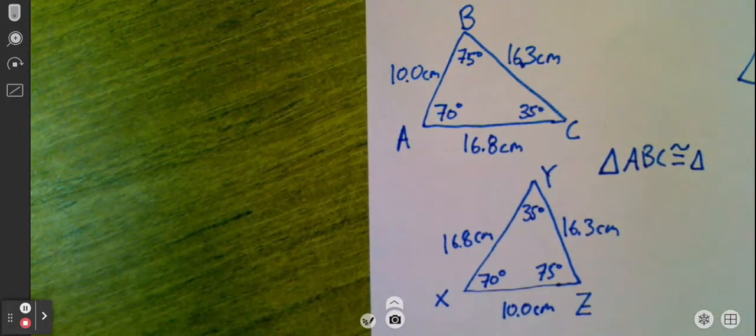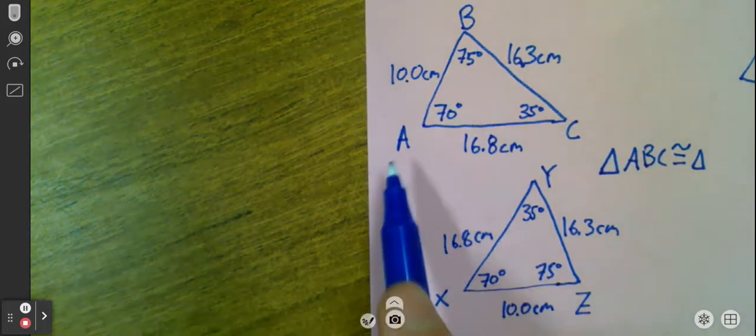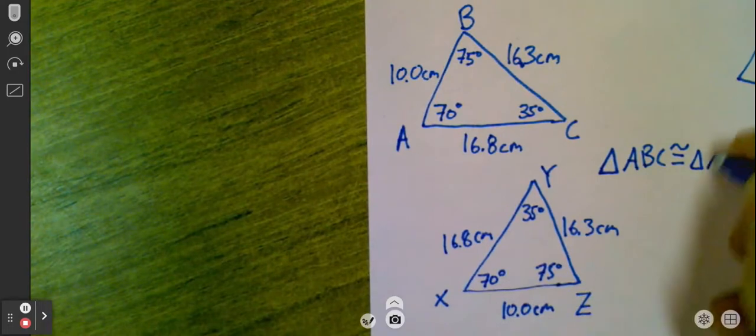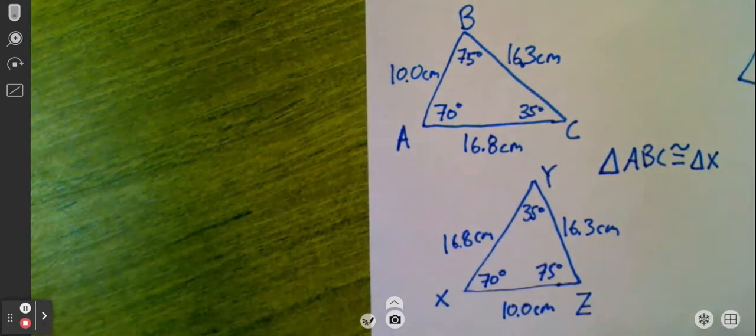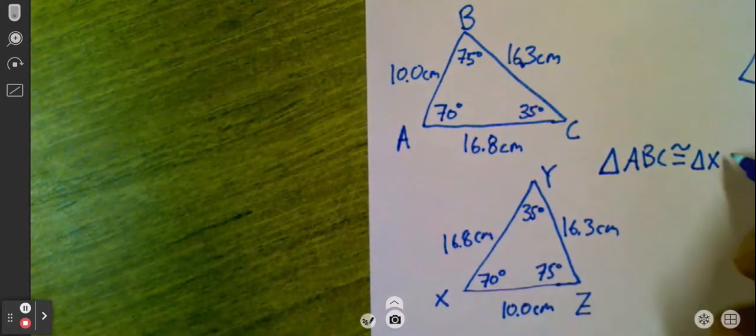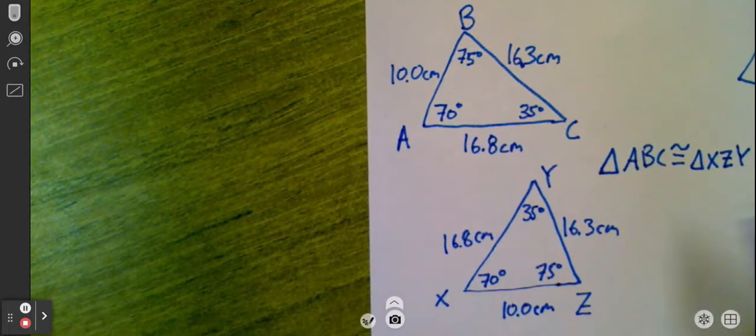And when we name the other triangle, we've got to make sure that our angles are corresponding. So what angle corresponds to angle A? Well, angle A is 70, so it corresponds to X. I want to put the letters in the same order. Next is B. B is angle 75. That corresponds to Z. And then, of course, Y corresponds to C. So this is another way of saying triangle ABC is congruent to triangle XZY, because I could see that all three angles and all three sides are equal.